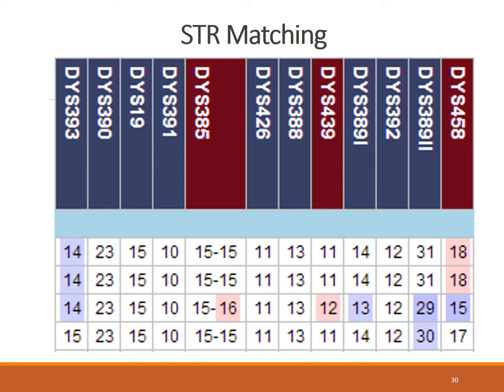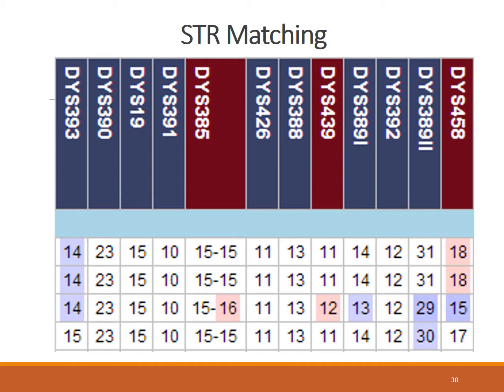Some have blue background, some have red. The red is generally the ones that change faster. In the boxes below, you'll see on the left column, there's 14 three times with blue backgrounds, and one person has a 15. So that one person does not match the other 3 on that location.